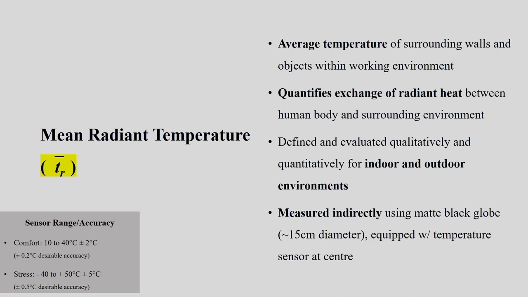It is defined and evaluated qualitatively and quantitatively for indoor and outdoor. For both indoor and outdoor, you can have this type of measurement. So, it is measured indirectly using a matte black globe. So, you have a globe thermometer, we call it globe thermometer. It is a globe, within that we have a thermometer, and you place that thermometer inside. It is a very dark matte globe, okay. I will show you the picture if I have. So, you place that in that particular location, and you can understand what the radiant temperature is in that particular situation, okay.